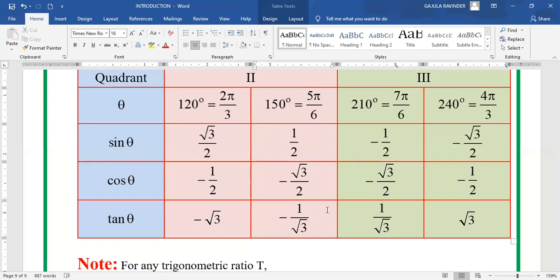What is that at all the middles? Sine and cos will be 1 by root 2. Tan and cot will be 1. Secant and cosecant will be root 2. And the sign of that value will be taken according to the quadrant.